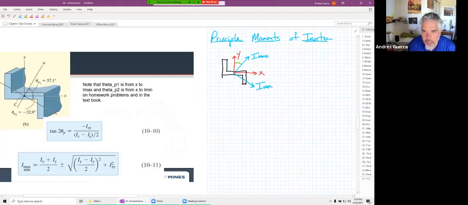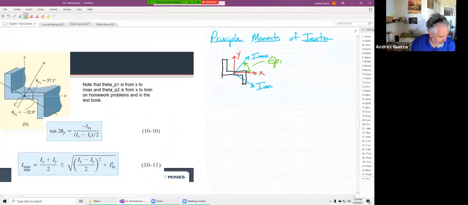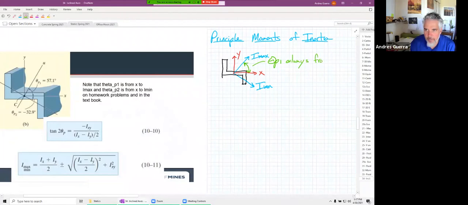Actually, let's not draw it up there. Let's follow the same sign convention as the textbook. In the textbook, this is called theta p1 and is always from the X axis to I max, and counterclockwise is positive. So if we go from the X axis to I max, that would be a positive theta p1.